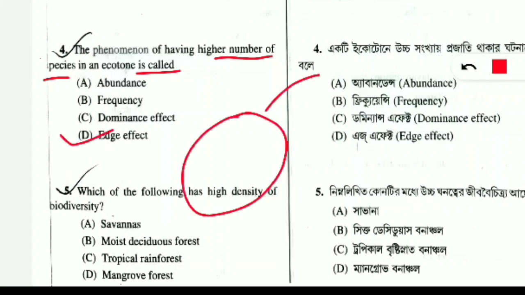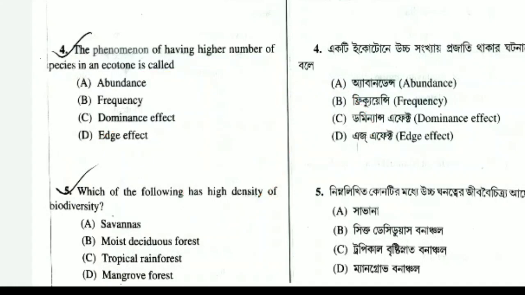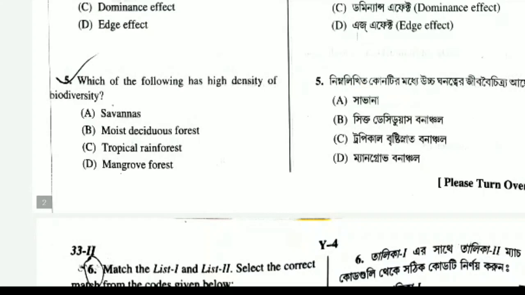So 2 ecosystems are there, and where they meet, that is called the ecotone region, where a higher number of species are found because of the edge effect phenomena. Let's move to the next question. Very simple questions were asked. If you know the concept, very, very simple.